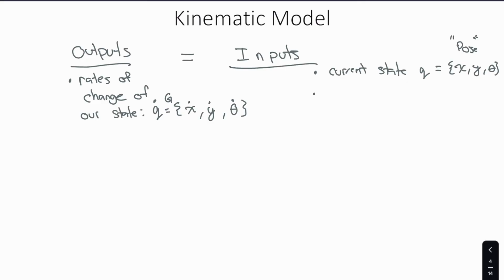The pose is really just a static quantity. Other inputs to our kinematics model would be physical characteristics. And our final input are the actual inputs to the motors themselves. So how fast are we turning the motors?